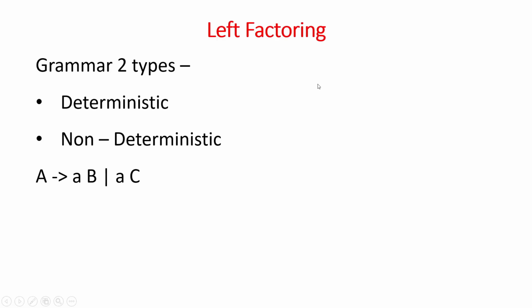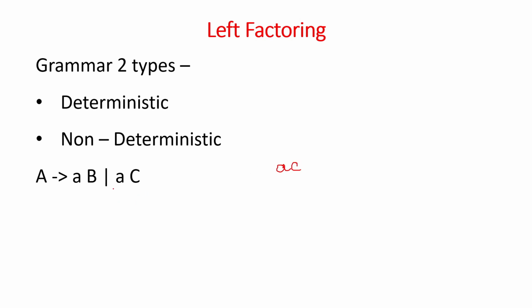We know a grammar is of two types, deterministic and non-deterministic. In a non-deterministic grammar, like the example right here, the same term can come multiple times. As a result, we may have to do backtracking a lot of times. If we see the example here, this is a non-deterministic grammar, and let's say I want AC.